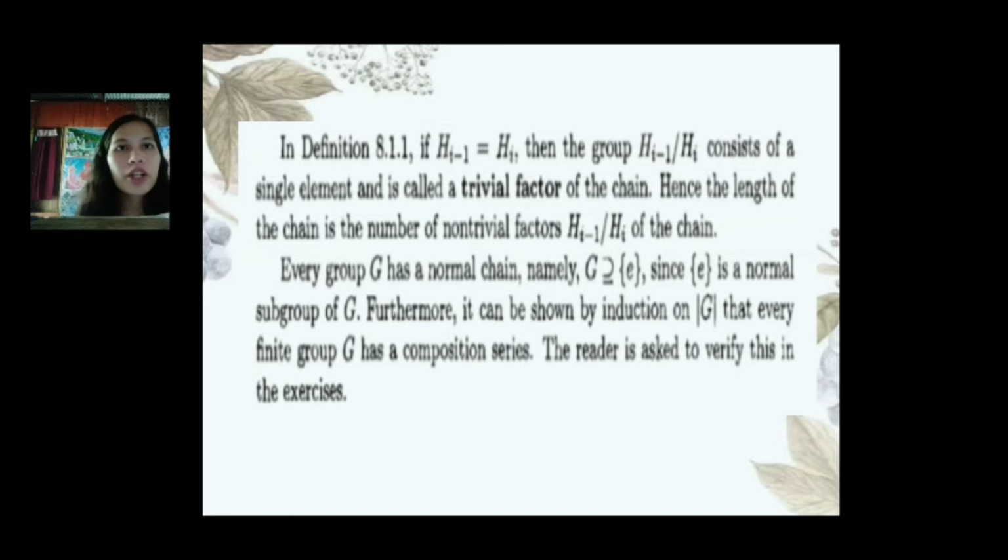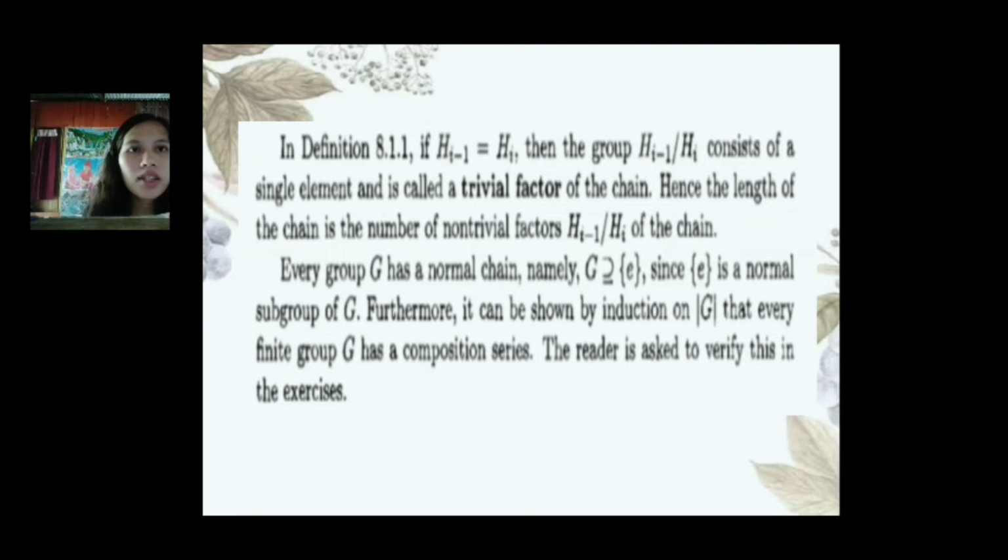In Definition 8.1.1, if H_{i-1} is equal to H_i, then the group H_{i-1}/H_i consists of a single element and is called a trivial factor of the chain. Hence, the length of the chain is the number of non-trivial factors H_{i-1}/H_i of the chain.